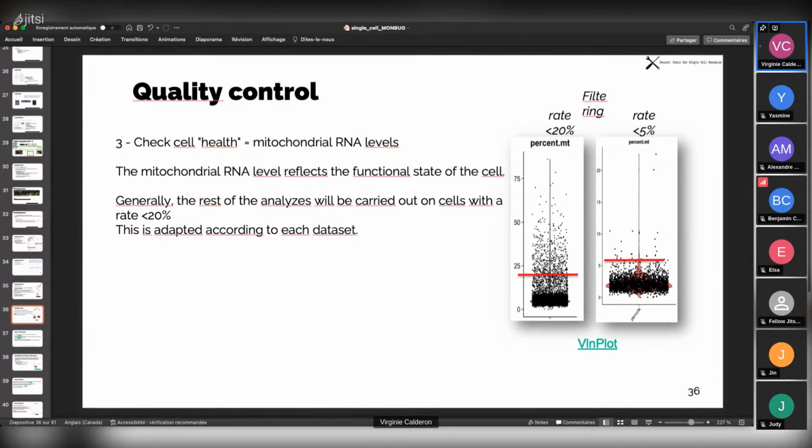And in this case, you see that the quality is really good. The level of mitochondrial RNA is really low. So there is no rule, but usually we want less than 20%, but sometimes we can go lower than that depending on the quality and the experiment.